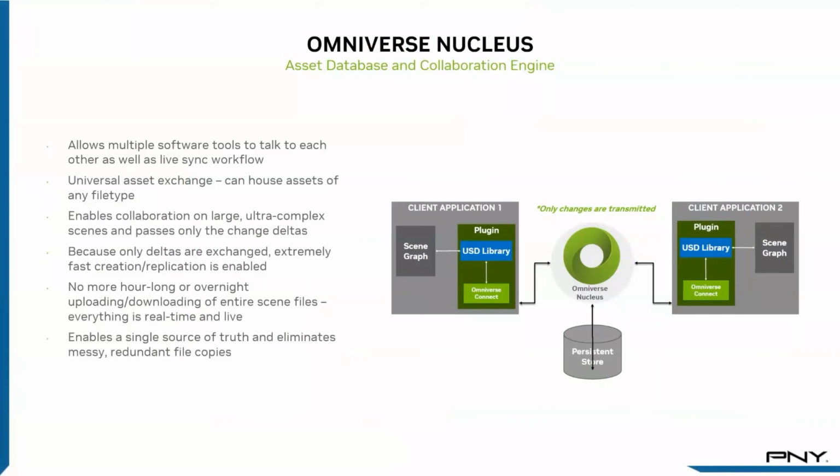The Nucleus file server allows multiple software tools to talk to each other and enables live synchronization. And since only the changes on the model are exchanged, it's really fast. There is no need for hours-long overnight uploading, downloading, or converting files because everything is live in real time available on the file server. It eliminates redundant file copies because every user works with the same data. So Nucleus is the single source of truth.